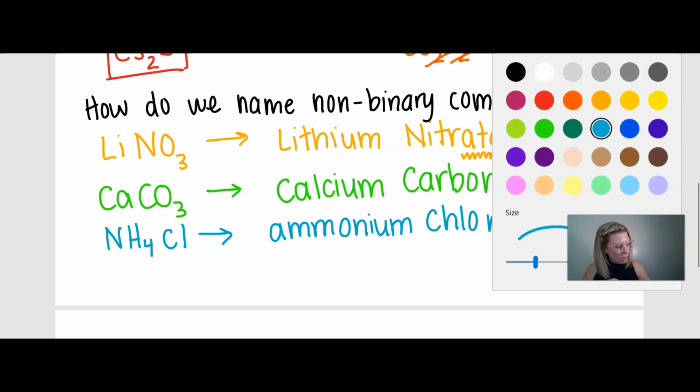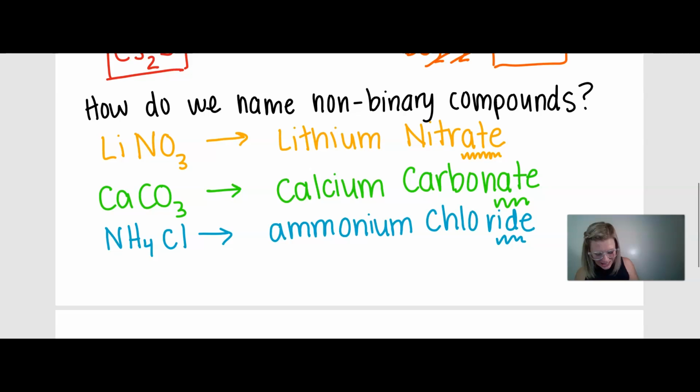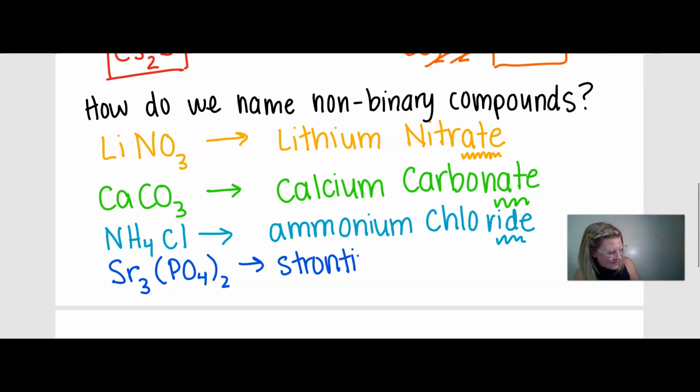Let's just do one more. The last one we're going to talk about is Sr3(PO4)2. Notice that this one does look different too. It has these parentheses in there. We're going to talk about what that means in just one second also. The name of this one would be strontium phosphate.